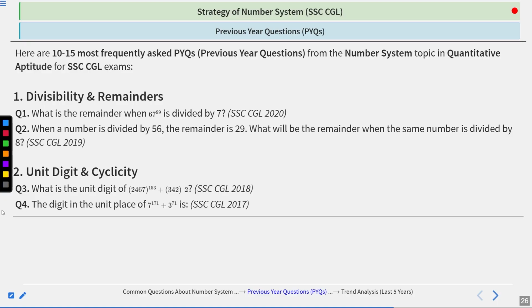Next one is the unit digit, in the unit place of 7 to the power 171 plus 3 to the power 71. This question was also asked in the 2017 SSC CGL exam.